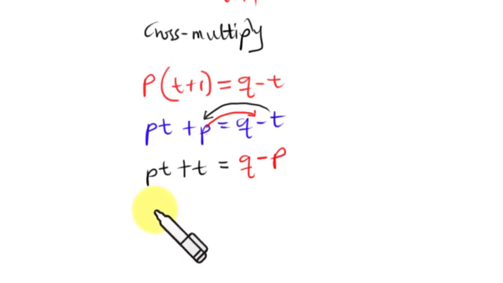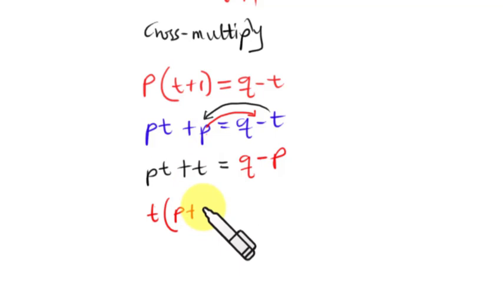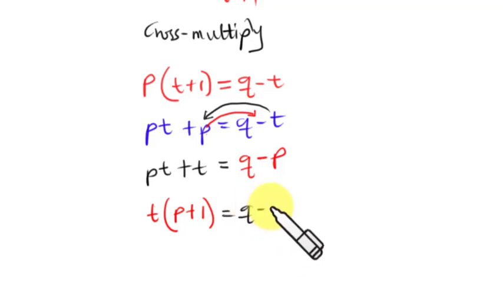That is, I have to get only one T. So I'll bring the T out, and here I'll be left with P plus, if I bring T out here, there is nothing left here. That is 1 here, because T times 1 gives 1. So that's what I'm going to have here, and that is equal to Q minus P.